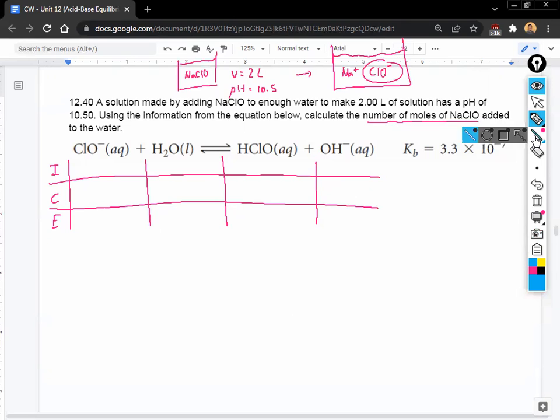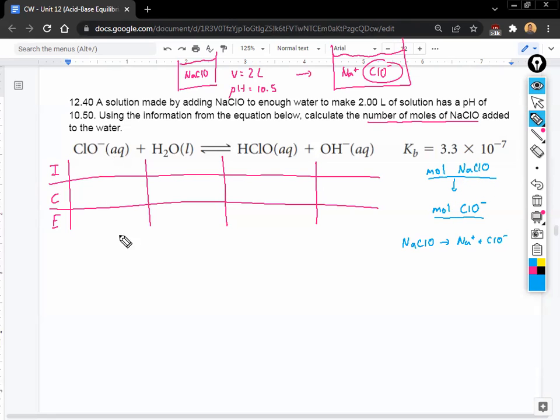Now, if we think about what we're looking for, moles of NaClO. NaClO breaks down into Na plus and ClO minus, right? There's a 1-to-1 relationship between the moles of NaClO and the moles of ClO minus, because if we write the chemical equation, it's a 1-to-1 ratio. So if you can find the moles of ClO minus, that means you can find the moles of NaClO. Does that make sense?